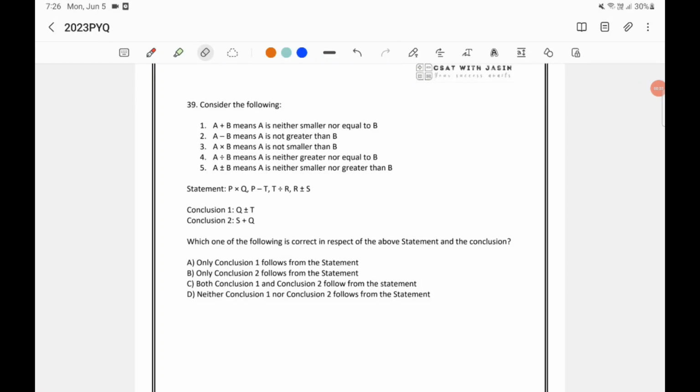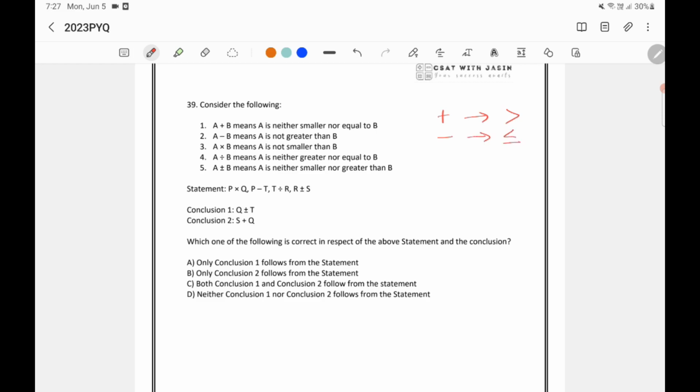This is a typical question from inequalities. A plus B means A is neither smaller nor equal to B. That means it is greater than. So plus means greater than. Similarly, A minus B means A is not greater than B, so it could be less than or equal to. So minus means less than or equal to.